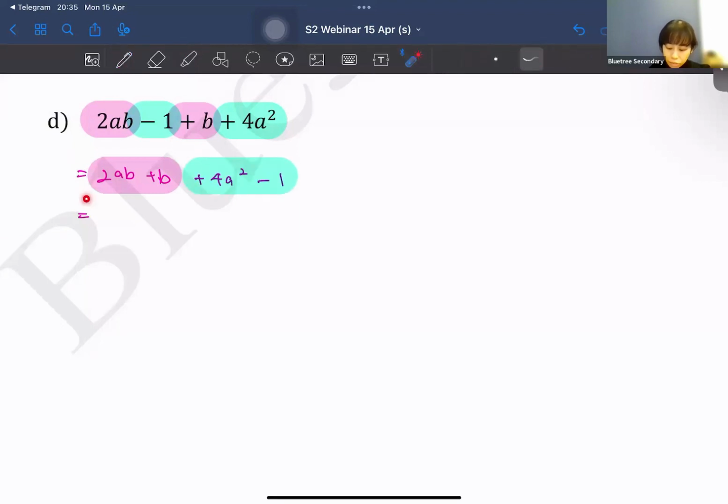So the HCF for my first group is simply b. And for my second group, it's going to be a plus b times a minus b. So my a is going to be the square root of the entire 4a square. Square root of 1 is just 1. So I'll have 2a plus 1, 2a minus 1.